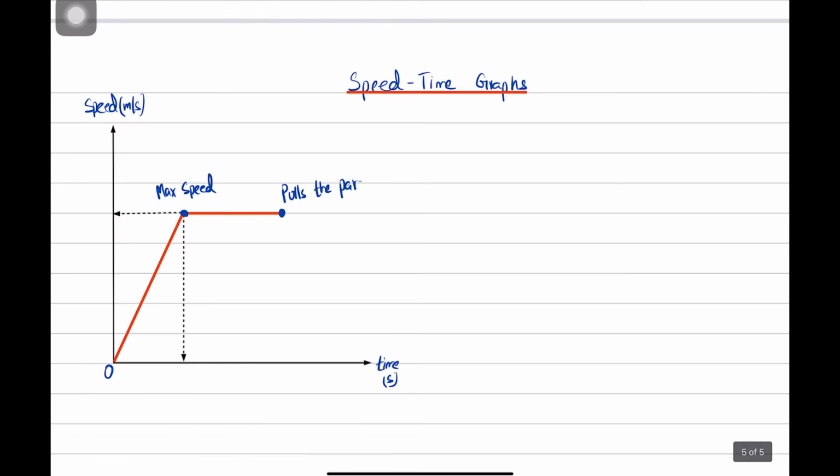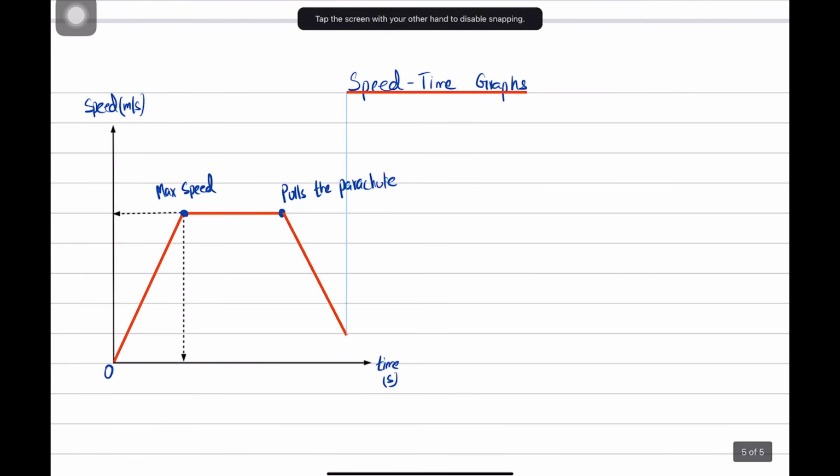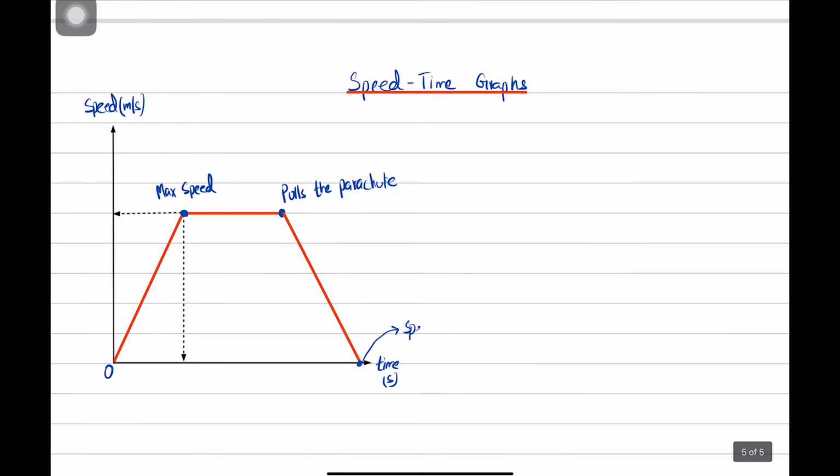So what happens then? The second he pulls his parachute, yes, the speed starts to decrease. That's what the whole idea behind a parachute is. The speed starts to decrease, and it's going to keep on decreasing, and this is the point where he hits the ground. So the second he hits the ground, what happens to the speed? Speed is 0.